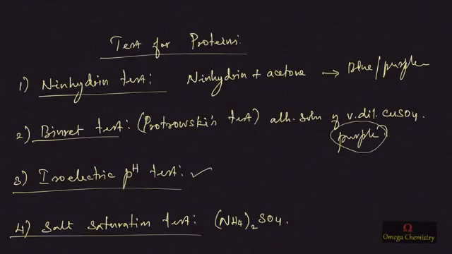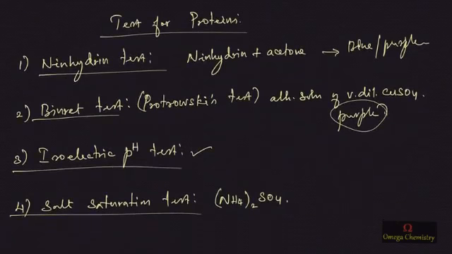And the last one is salt saturation test, and the reagent is ammonium sulfate. When amino acids are added with ammonium sulfate in excess until it doesn't dissolve anymore, you need to allow it to stand for a while, and the solution should be observed. Formation of any white precipitate is the indication for the presence of albumin in the solution. So I'll write a white precipitate formation, right, which can be further confirmed with biuret test.